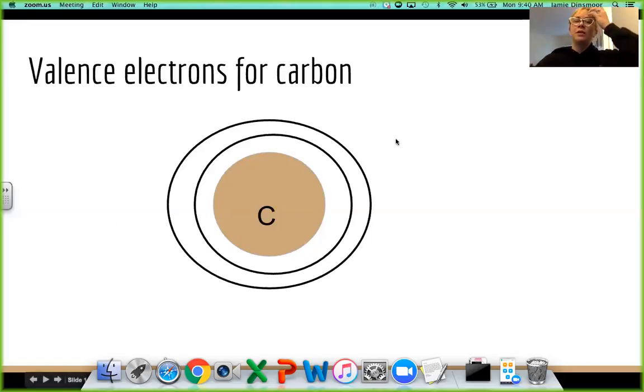So when we think about these valence electrons for carbon, we know carbon has 6 electrons. So carbon is going to fill up its first shell with 2 electrons, right? Because the first shell can only hold 2 electrons. That's the rule.